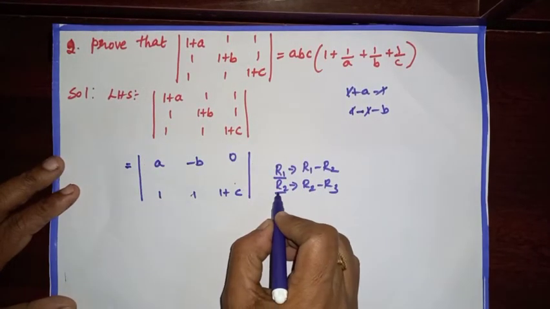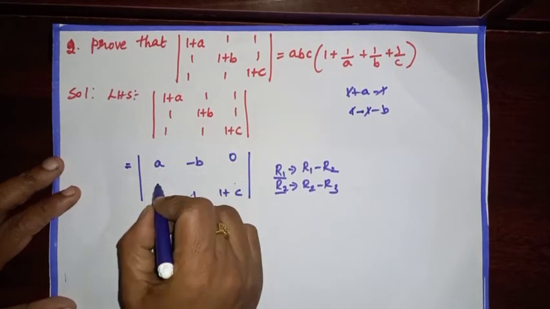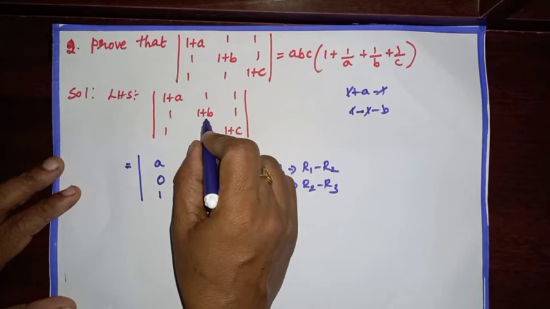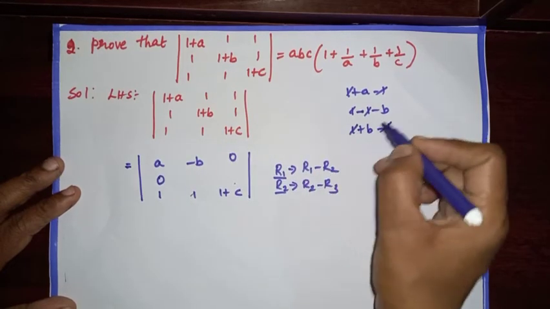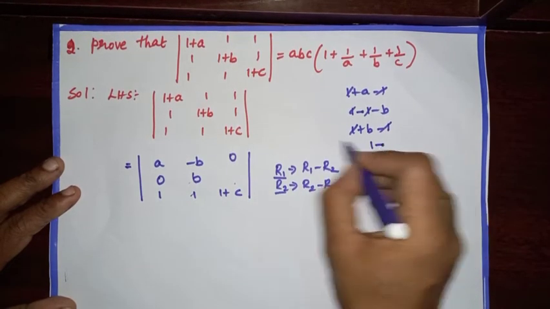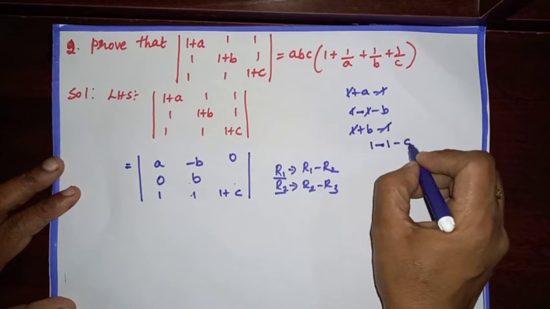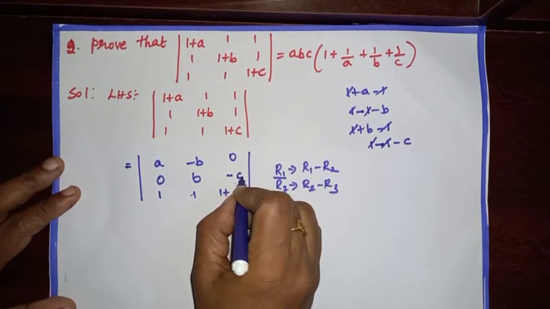Now I am going to make changes in the second row. R2 minus R3. 1 minus 1, 0. 1 plus B minus 1, plus 1 minus 1 will be cancelled. Then we have B. 1 minus 1 plus C is minus 1 minus C, plus 1 minus 1 will be cancelled. We get minus C.